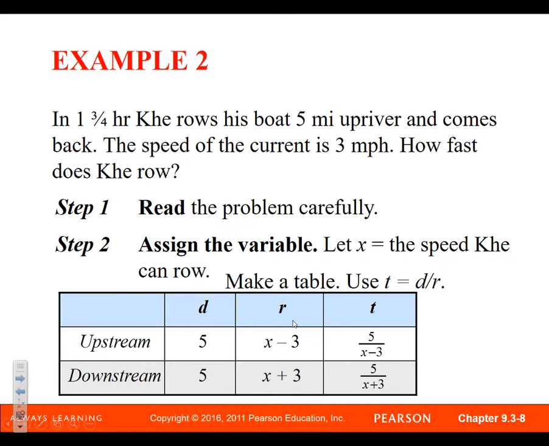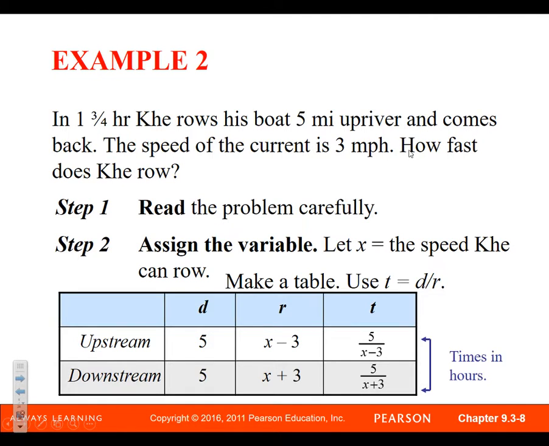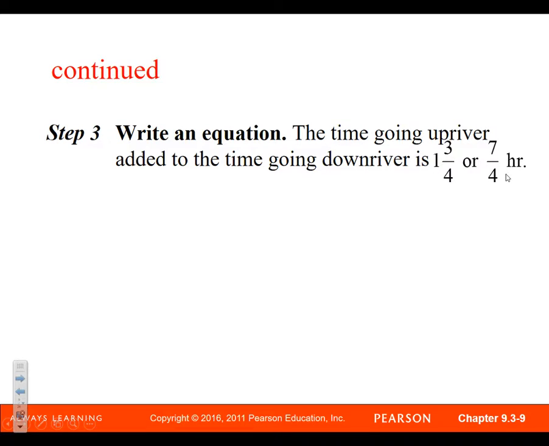So once you create that, of course, we know the distance is 5, upstream, downstream. If we're talking about the rate at which he rows, it's how fast he rows minus the river. And if you're going downstream, it's going to add some speed to that. And of course, time is simply distance over rate. So there are those values there. So when we write an equation, time going upriver added to the time going downriver is actually 1 3/4, correct? That's what they told us, 1 3/4 of an hour. So that can be converted to 7/4 to create this equation.